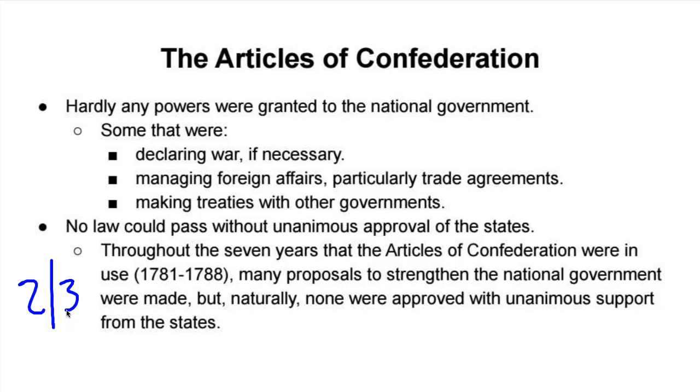I mean, even under our modern Constitution, a 2/3 majority vote is what is required to pass an amendment to the Constitution, which we know is relatively rare. So, through this 7-year period between the end of the war and the Constitutional Convention, many proposals are made to strengthen the national government, but nothing could receive unanimous support from the states. So the Articles of Confederation are rather dysfunctional, and we'll come back to this.